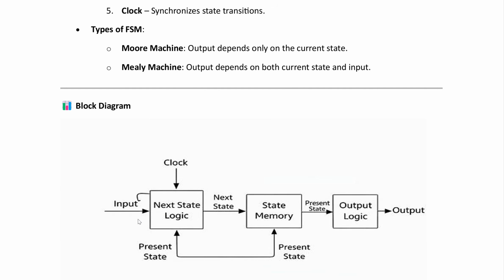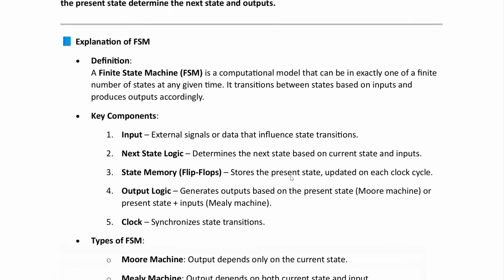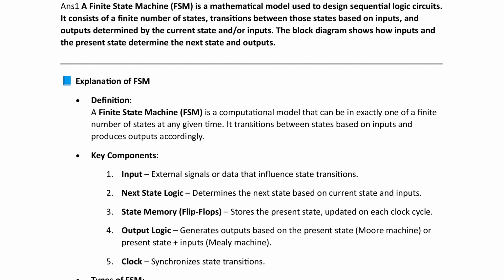As you can see, when we apply an input to the next state logic, we go to the next state, that is the state memory. The next state logic and state memory are the present state, and finally we apply the present state to the output logic to get the desired output. So a finite state machine is a computational model that can be in exactly one of a finite number of states at any given time. It transitions between states based on inputs and produces outputs accordingly.